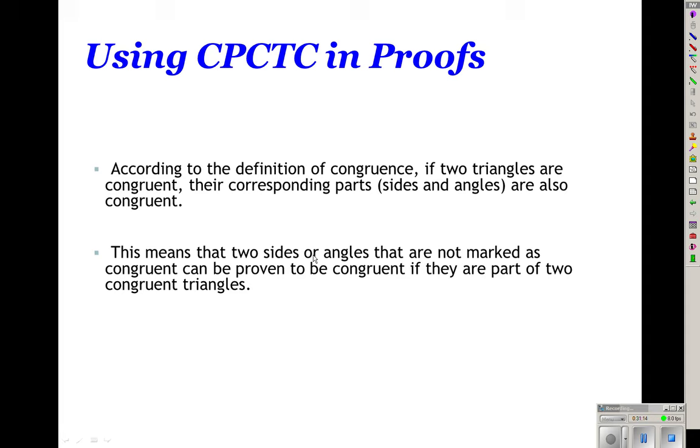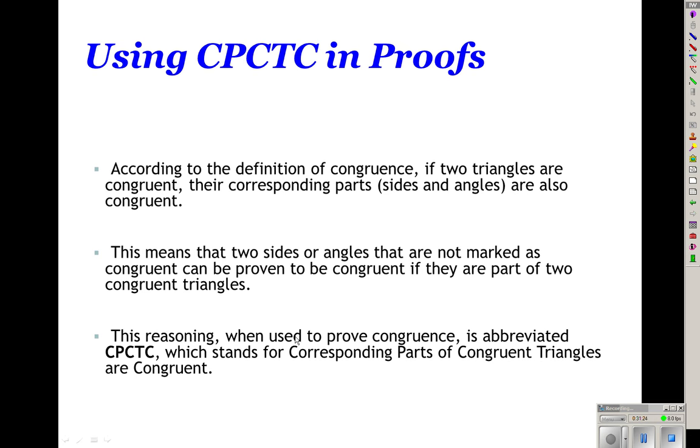So any two sides or angles that are not marked as congruent can be proven congruent if they're part of two congruent triangles. So when we prove the congruence this way, we'll abbreviate it CPCTC. We will say the triangles are congruent and then go one step further and say that the parts are congruent. The reason is CPCTC.